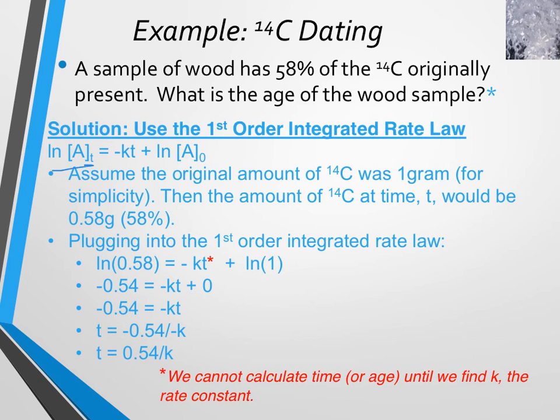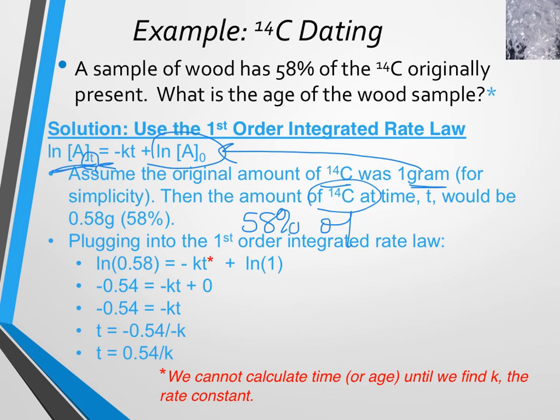And since the natural log of concentration at some time compared to the natural log of the original concentration is always a set ratio, you can make up imaginary numbers and you'll still get the right answer. So if we assume the original amount of carbon-14 was 1 gram, so that would be A sub naught, then the amount of carbon-14 at time t would be 58% of 1 gram, or 0.58 grams.